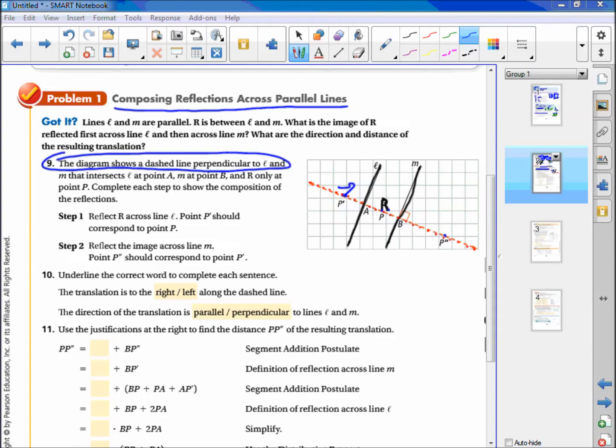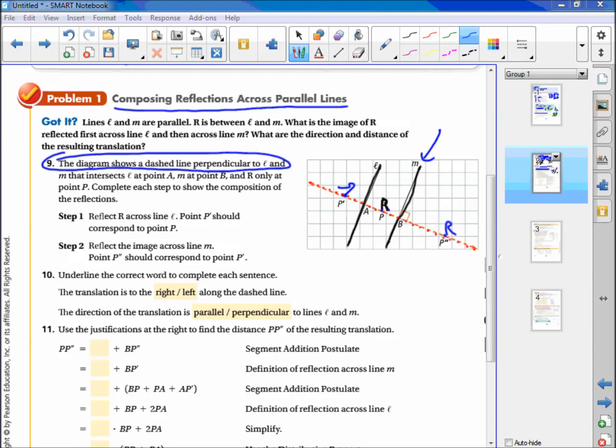All right, and then our second job is to reflect the image that we just got across line M. So we're going to do a far reflection, and it says that we could use P double prime to help us. And when we do that reflection, R is going to turn back to the same orientation, and the straight leg of R is still going to be touching P double prime.